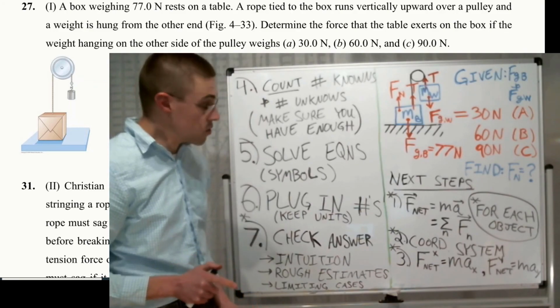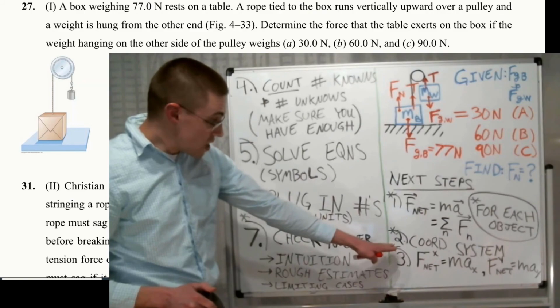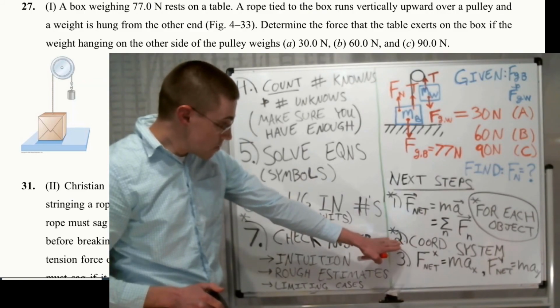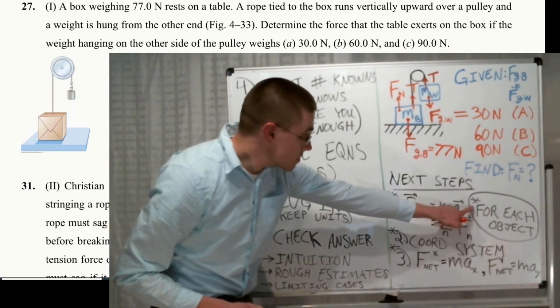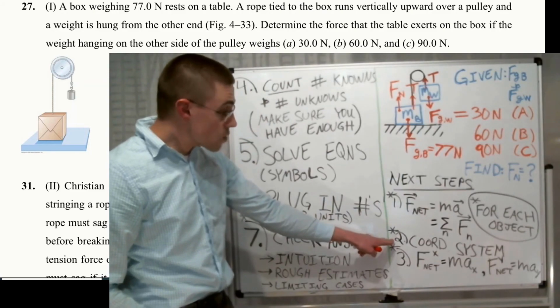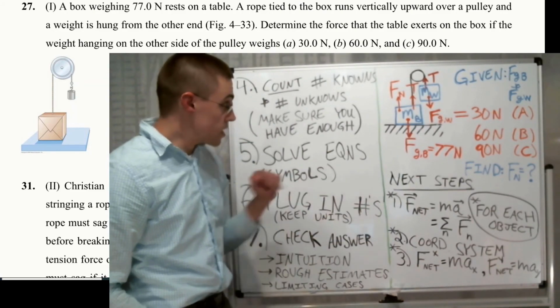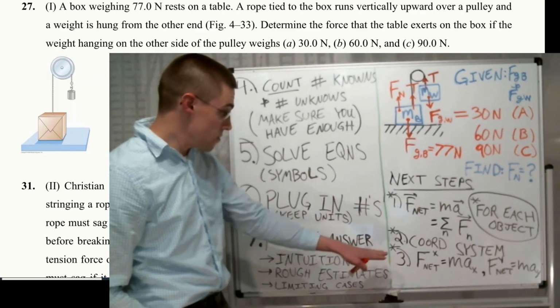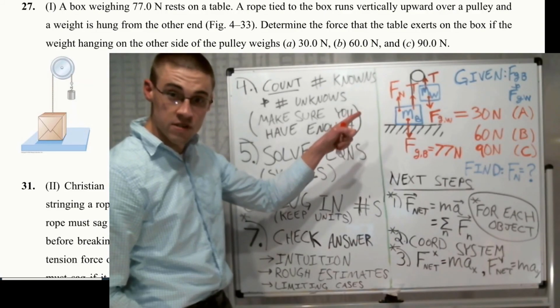After I write down my F net equals ma equation, I like to write down and pick a coordinate system. Now notice this little asterisk here means that these steps should be performed for each object. You can pick a different coordinate system for each object, and you'll see when I solve the problem why I'm making such a big deal about this, because it actually does make a difference for this exact problem.